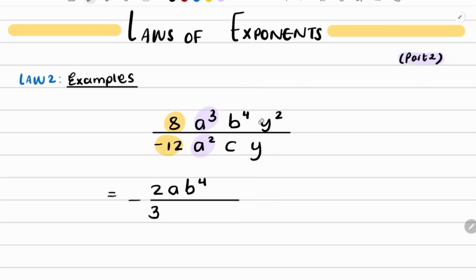And then we also have a y to the power of 2 being divided by a y. So y squared divided by y, that is 2 minus 1, which just stays y to the power of 1, and you don't have to write that. Then, do you see that on the denominator you have a c, which didn't divide by anything. So you have to leave it exactly where you found it. It didn't divide by anything, so it stays on the denominator as a c. And that would be our answer.